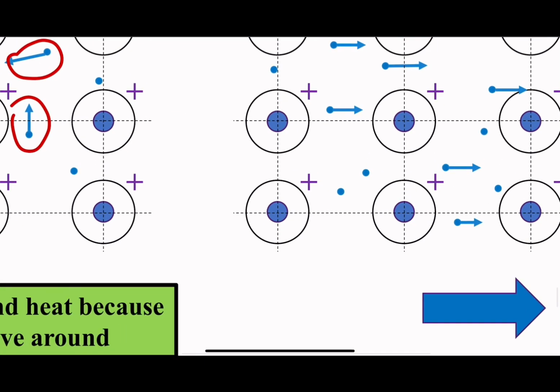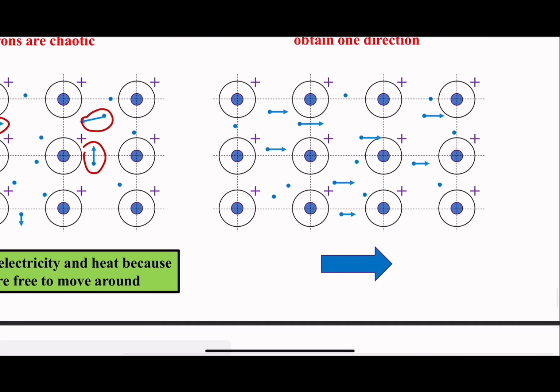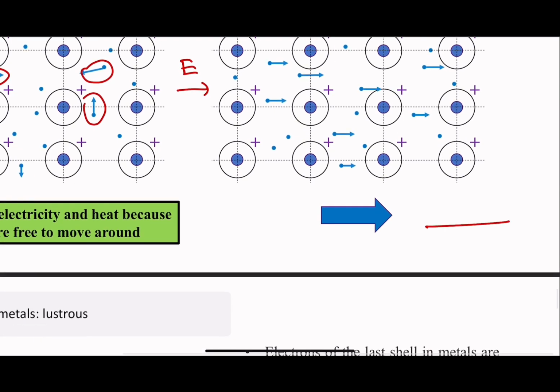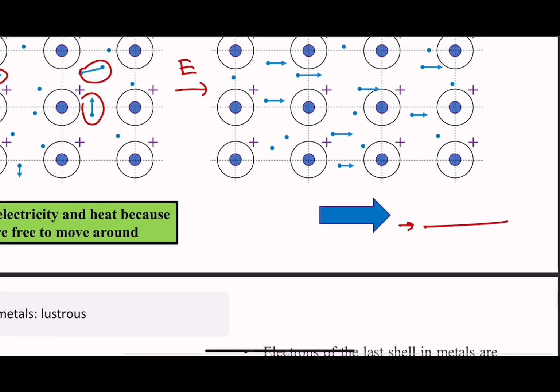But once you pass electricity, you send electricity inside, like we have wires everywhere, right? You put electricity inside, and then you will see that electrons are moving in one direction. You see, they're all moving in one direction. All these free electrons are moving in one direction.